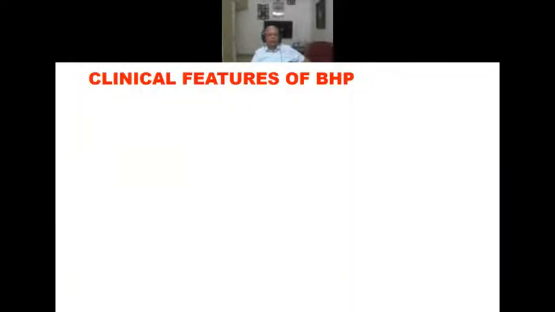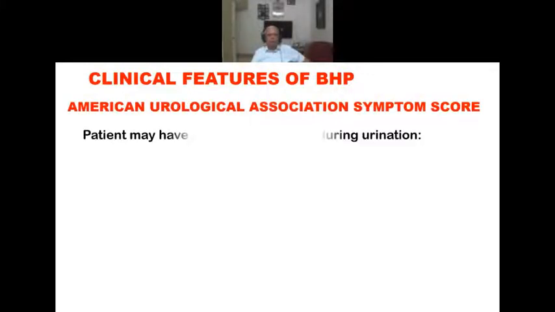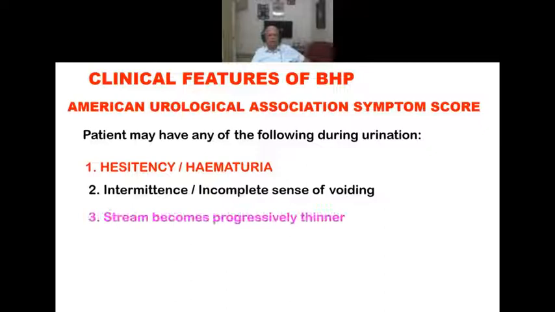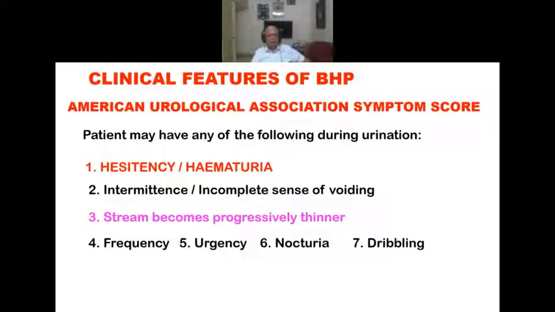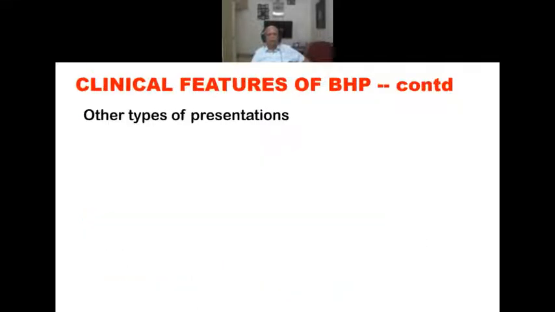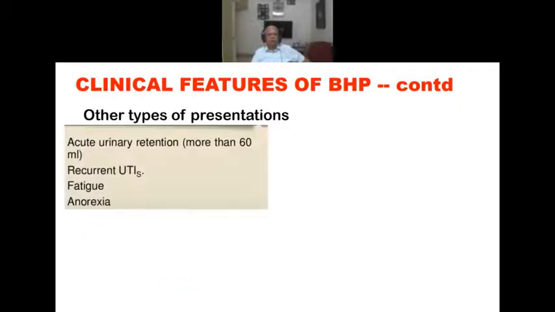What are the clinical features of BPH? American Urological Association symptoms. Patient may have the following during urination: hesitancy, or hematuria, or incomplete sense of voiding. Stream becomes progressively thinner. Frequency, urgency, nocturia, and dribbling. So you can remember this by the mnemonic HIS FUND. The other types which can happen are acute urinary retention or recurrent UTIs, fatigue, anorexia. All these things also may be a cause for BPH.